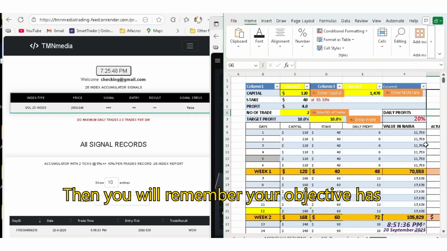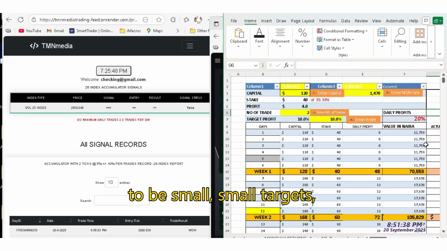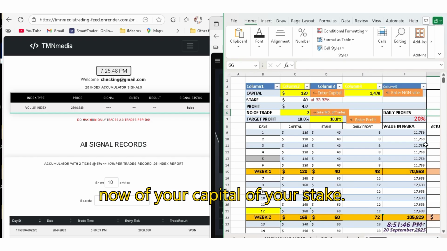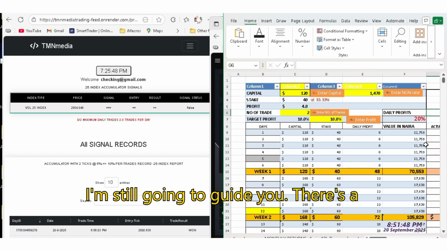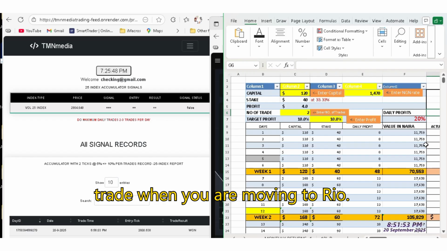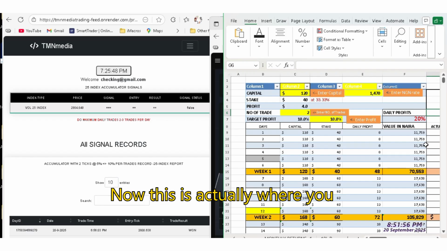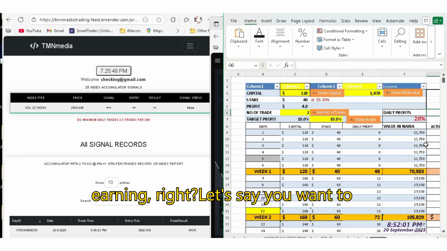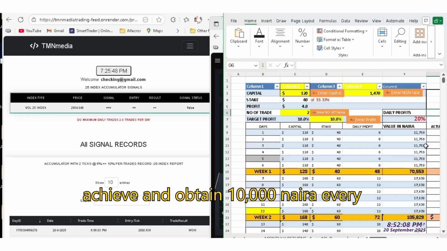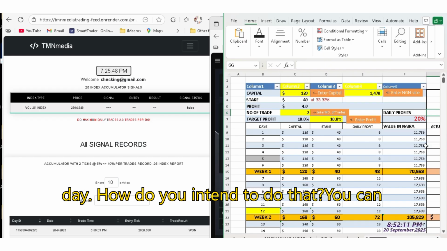Then you remember your objective has to be small. Small targets. 10 to 20% of your stake. Now, we are not talking now of your capital, but of your stake. I'm still going to guide you. There is a rule for how you get to trade when you are moving to real trading. Now, this is actually where you are heading to. What you want to be earning, right? Let's say you want to start from 10K every day. You want to achieve 10,000 naira every day. How do you intend to do that?